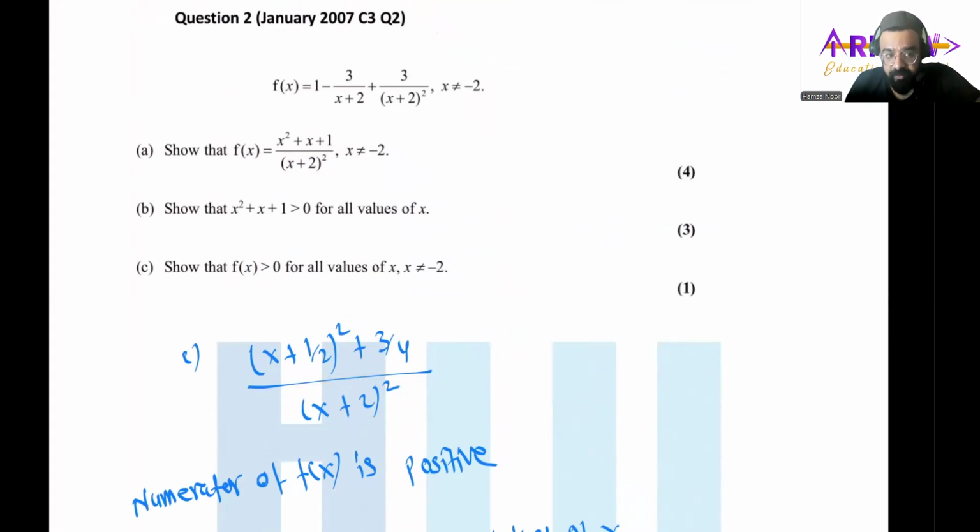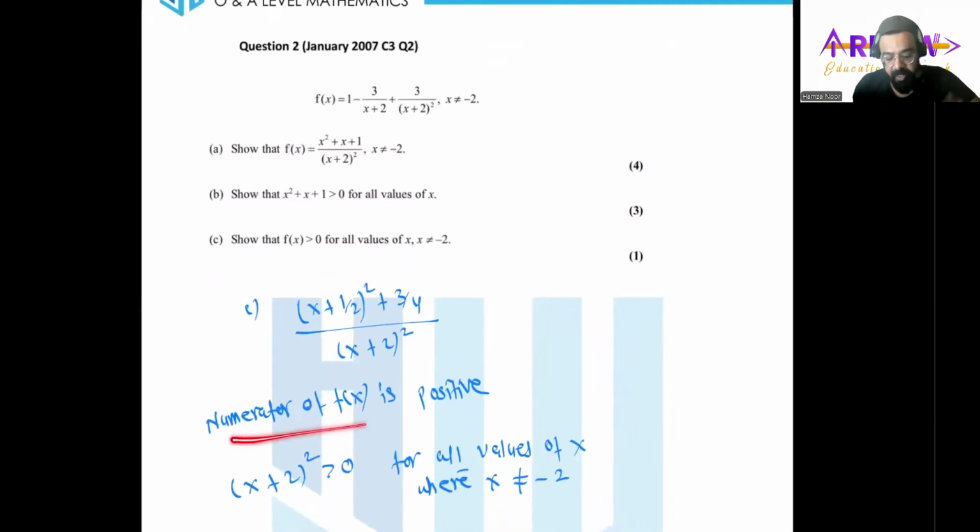First of all, in part B, we have shown that x square plus x plus 1 is greater than 0 for all values of x. This means that the numerator of fx is positive. Agreed? The numerator of fx is positive. And since you know that anything squared is greater than or equal to 0, x plus 2 whole square will be greater than or equal to 0 for all the values of x.